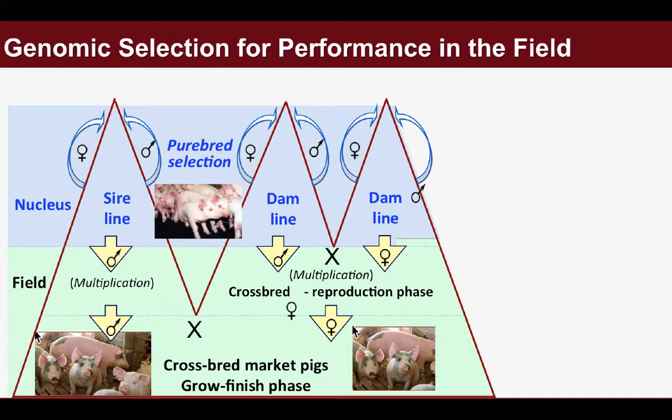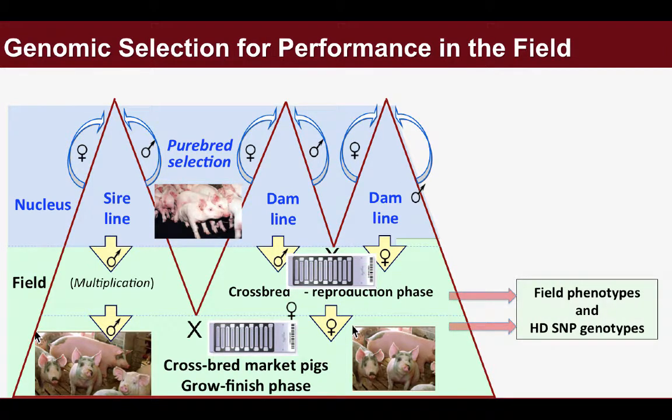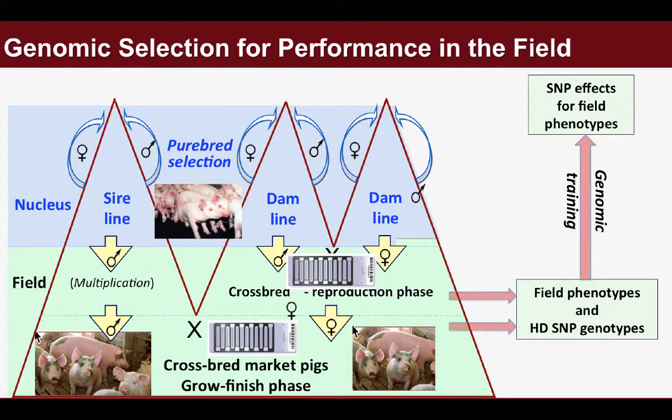So data and high-density SNP genotypes would be collected on crossbred pigs in the field, on crossbred market pigs for the grow-finish phase, and on crossbred sows for the reproduction phase. To focus on disease-related traits or performance under disease, the farms that these data are collected on should have some history of disease pressure.